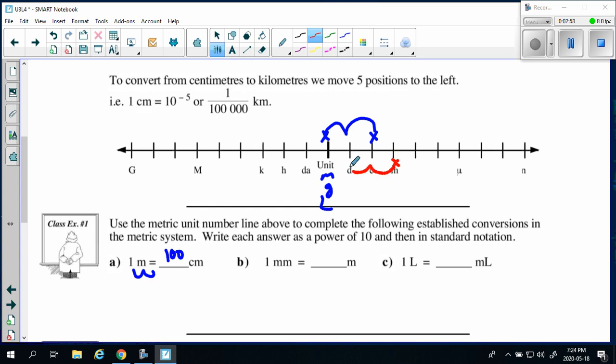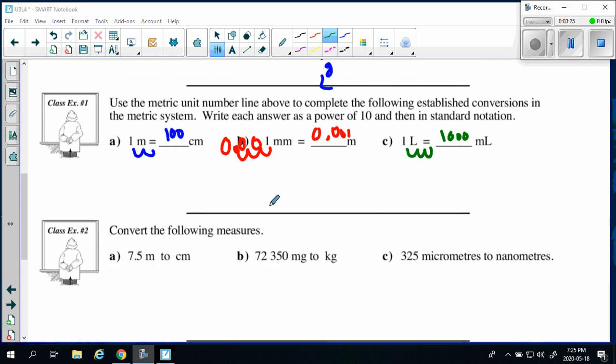So 1, 2, 3 steps to the left. So we are going to move this decimal place 3 steps to the left. 1, 2, 3. So now it lives here, and we just have to put zeros in on top. So it'll be 0.001. From liters to milliliters, so we're here at our main unit, and we're trying to get here. So 1, 2, 3 steps to the right, and that's what our decimal place is going to do. So 1,000 milliliters.